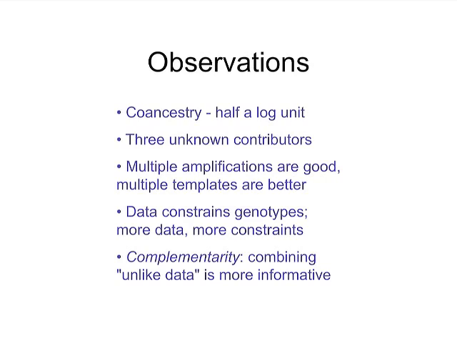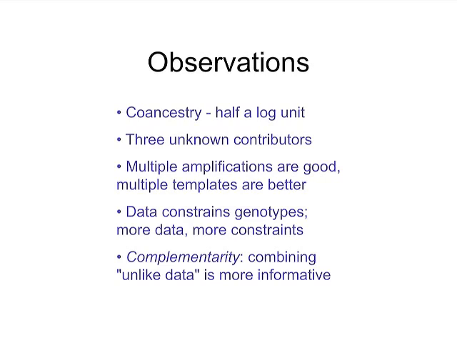We looked at co-ancestry, which you can do with the report interface. That cost about half a log unit. It's still around a trillion to one. With three unknown contributors, which we ran through the system, we got essentially the same results. We see that multiple amplifications can be good if your goal is to get as much information as you can, and multiple templates are even better.